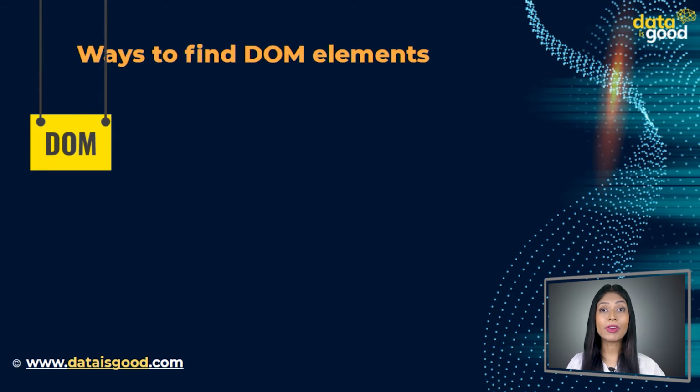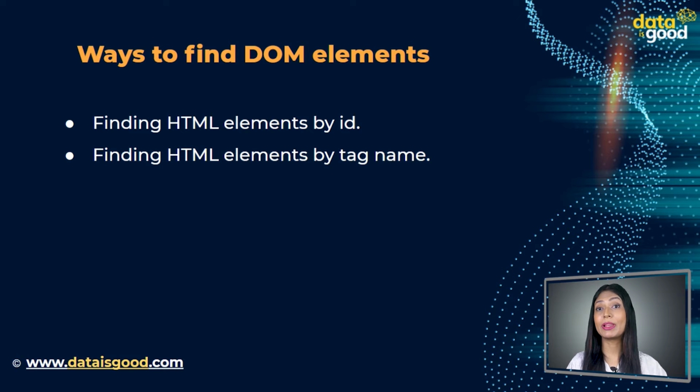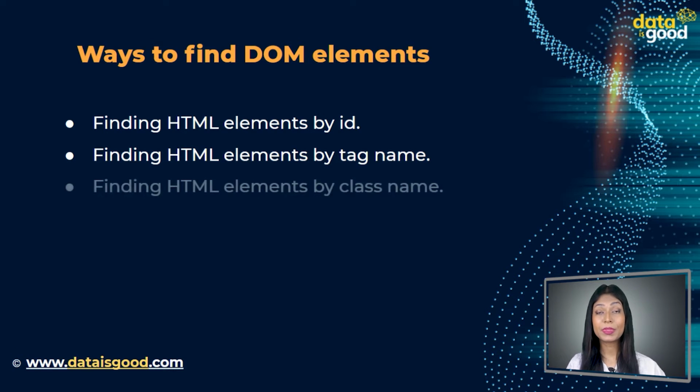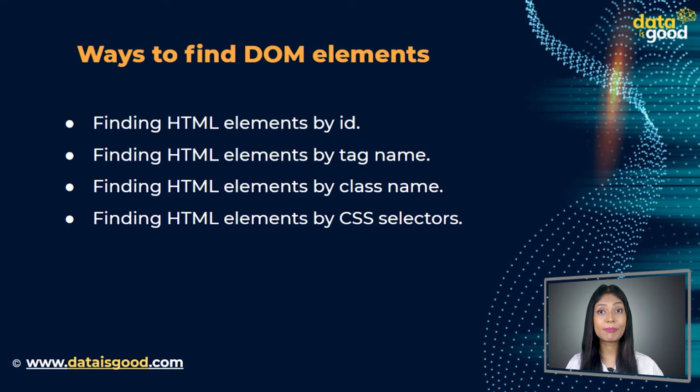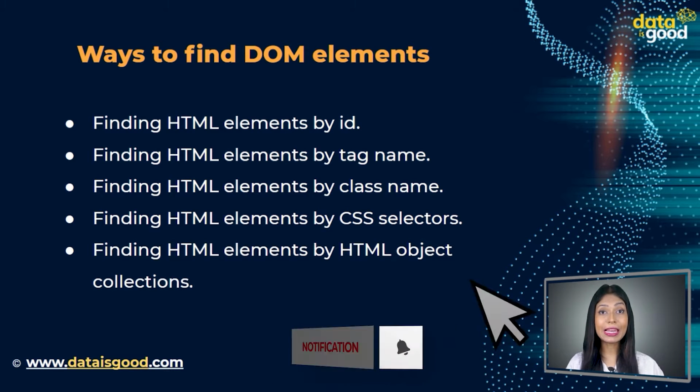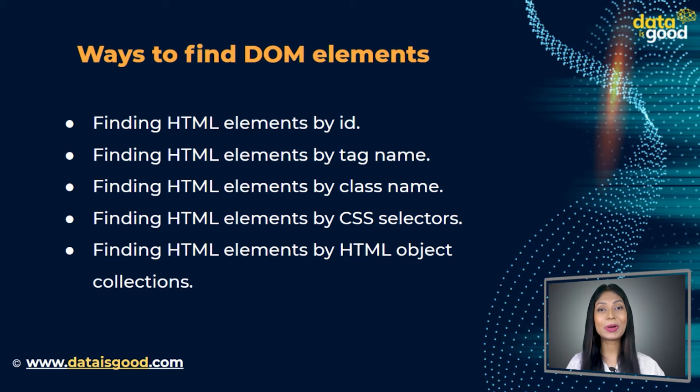Now, DOM provides these ways to find an element to manipulate. Finding HTML elements by ID, finding HTML elements by tag name, finding HTML elements by class name, finding HTML elements by CSS selectors, finding HTML elements by HTML object collections. So what are we waiting for? Let us get started with our first method.